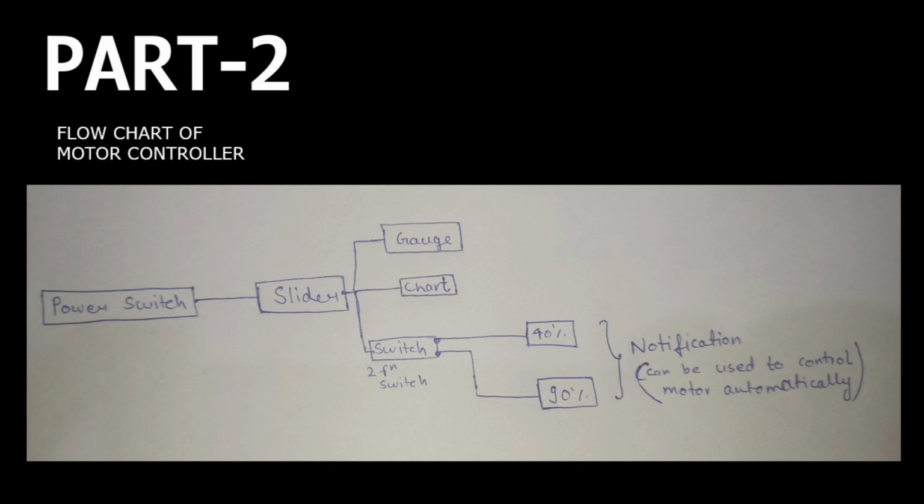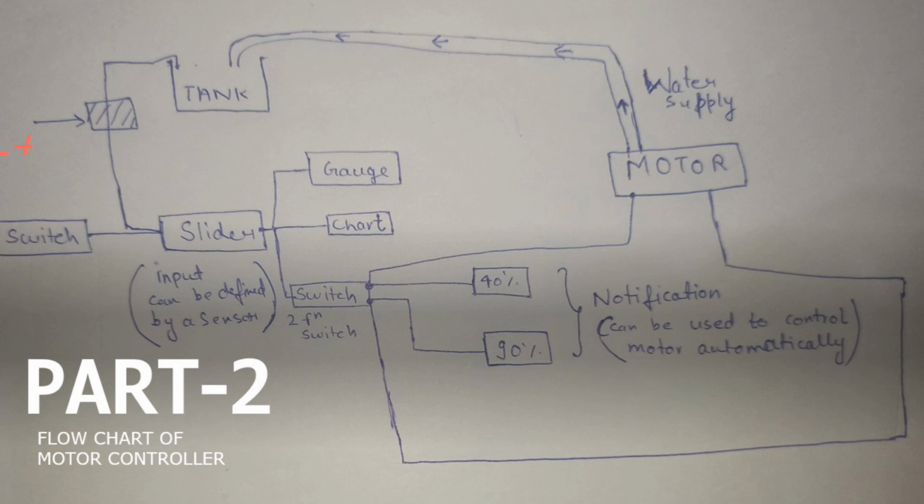So there will be two signals, for 40% filling and above 90%. To make it fully automatic, we can use the notification signal which will be supplied to the motor. When the tank level is below 40%, the motor will be switched on automatically by the switch signal, and if the tank level is above 90%, the motor will be switched off automatically. The level of the tank can be sensed using a sensor component, and the sensor will pass the signal to the slider, which will automate the whole process.